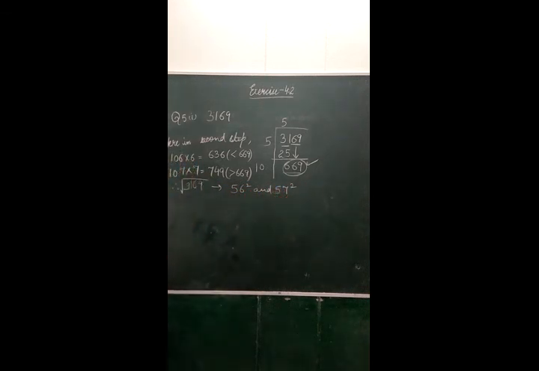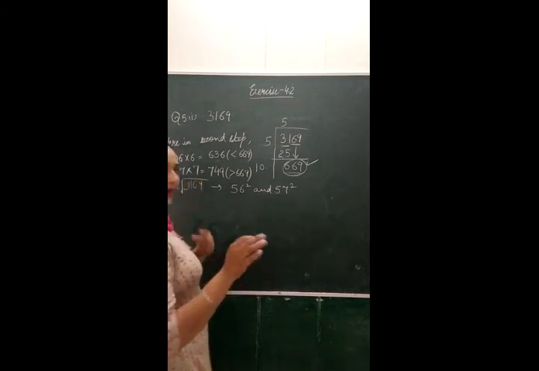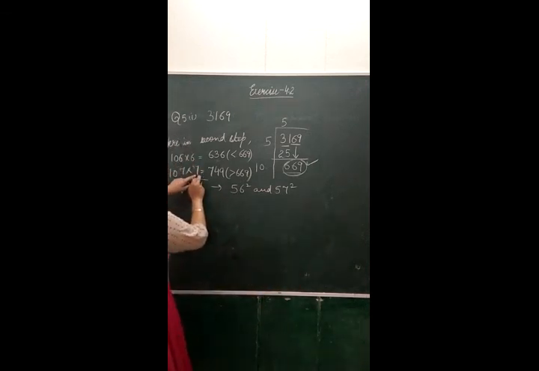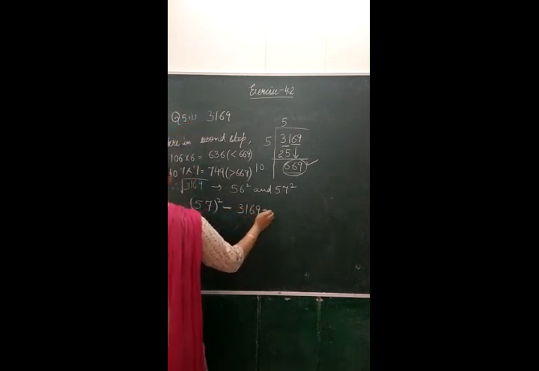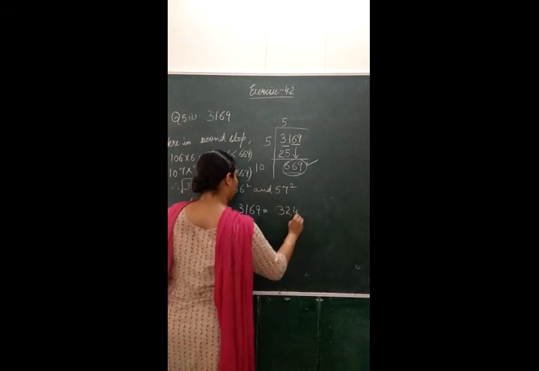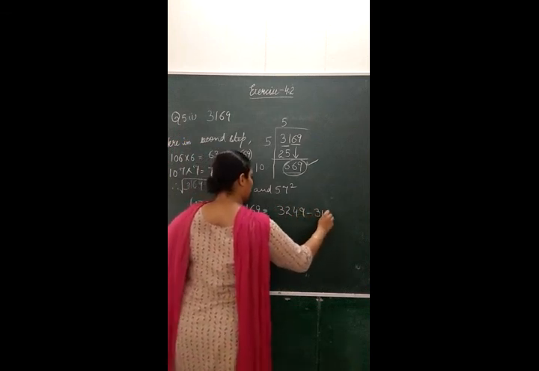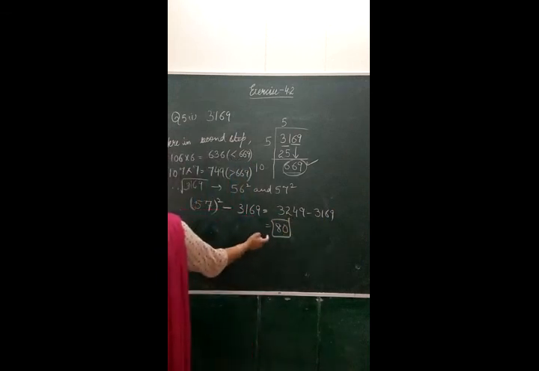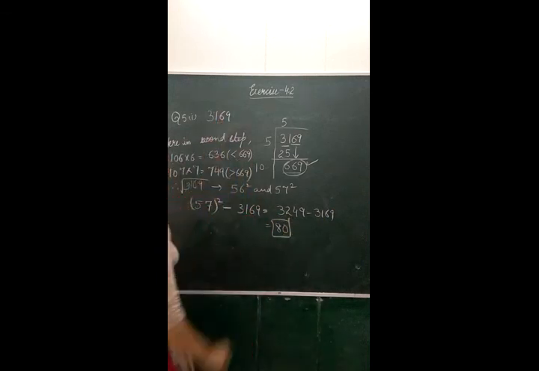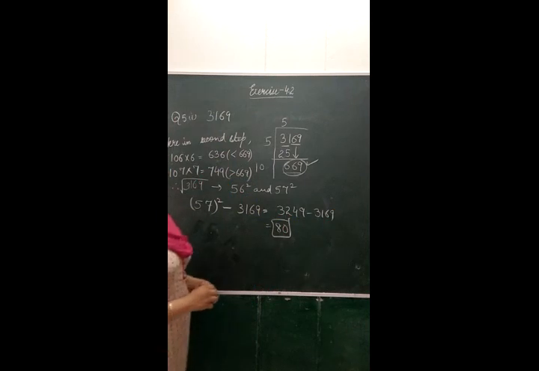Now to make this a perfect square, in case we have to add some number, we will take the larger one. That means we will consider 57 square minus the given number, that is 3169. This will be equal to 3249 minus 3169. This is equal to 80. That means if we add 80 to this number, then it will become a perfect square. So this is all.